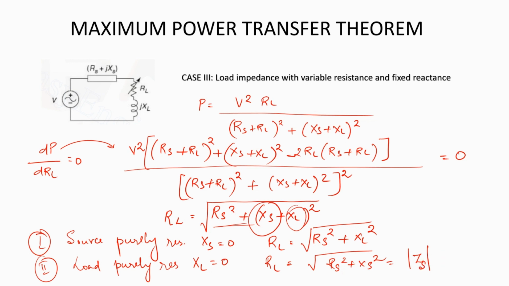So the second condition says that if the load is purely resistive, then the load resistance should be equal to the magnitude of the source impedance. And if the condition is that the source is purely resistive, then the load resistance should be equal to the root of RS square plus XL square.